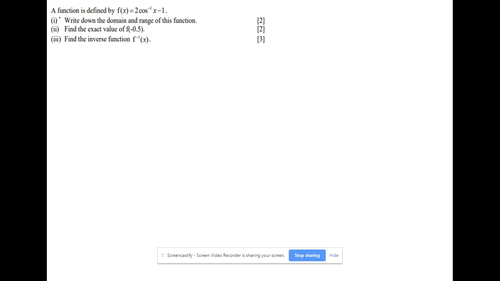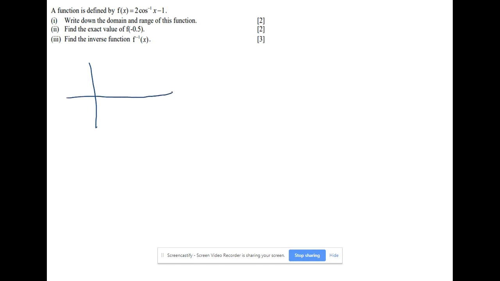Okay, I'm going to talk about question 8. It's talking about the function defined by 2 cos to the minus 1 of x, minus 1. Write down the domain and range. We've got to realise that cos to the minus 1 is talking about arc cos. So we've got to now think about arc cos and how arc cos is created.